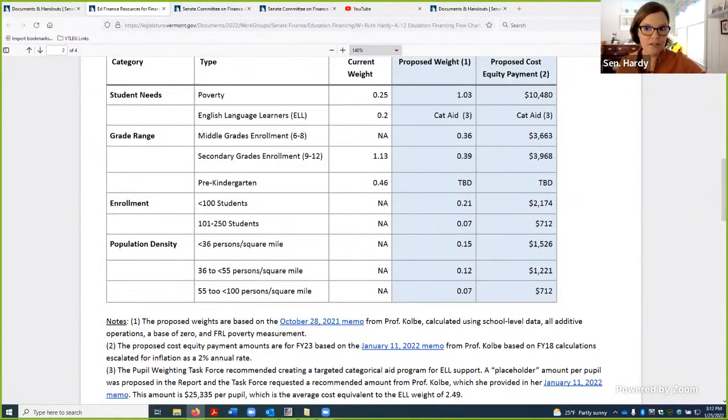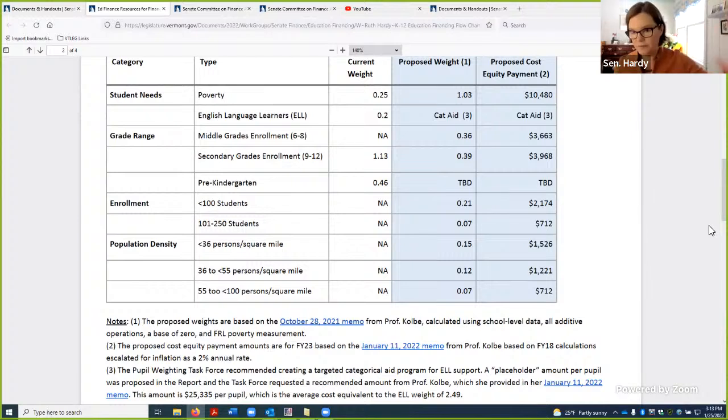The weights that are listed here, if you look down in the notes, are based on a recalculation of the weights done by Professor Colby and her team using school level data, additive operations. So right now we have a mix of adding and multiplying weights. The proposal would be to just add them, using a base of 0 instead of some based on 0 and some based on 1. Right now we have a mix. And then using the free and reduced lunch poverty measure. So that's what the weights are based on. The cost equity payments are based on all of those same things, but they were calculated at a later date once we asked Professor Colby to do that. And they came out in her January 11th memo.